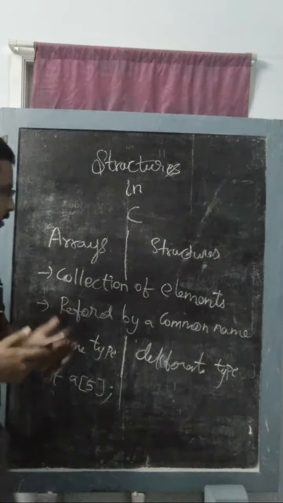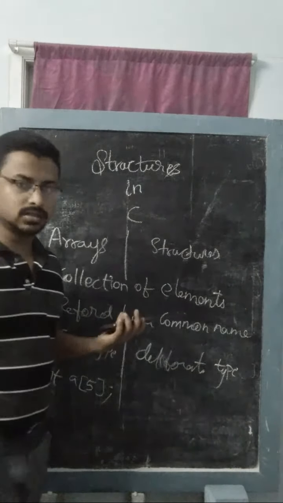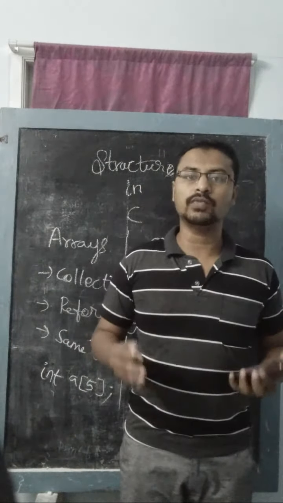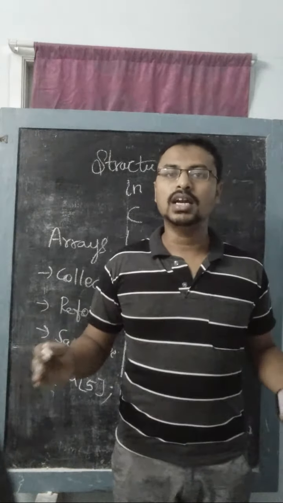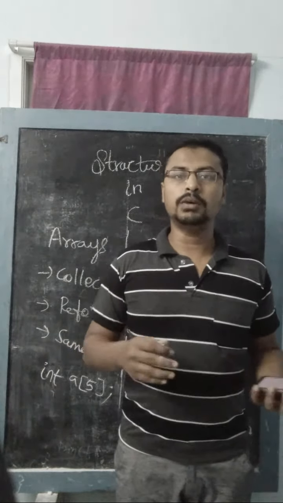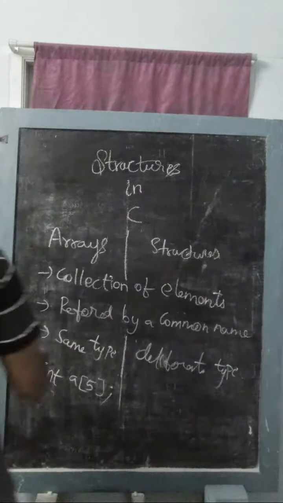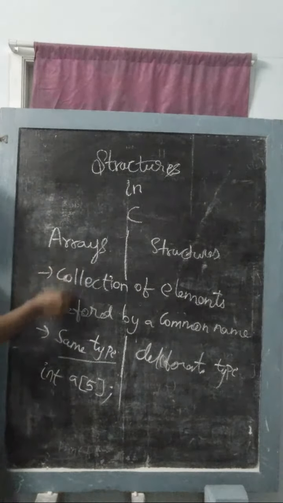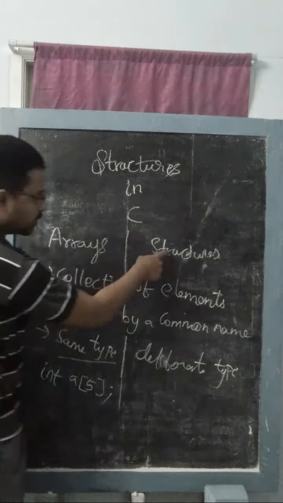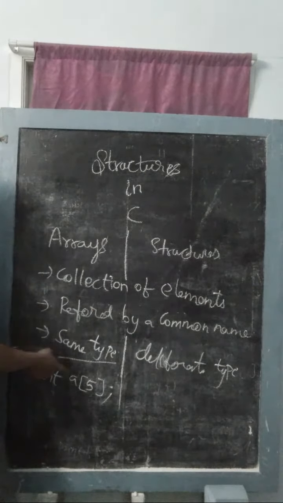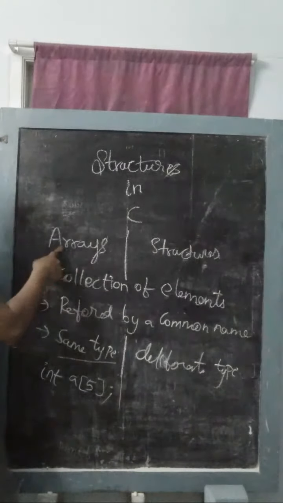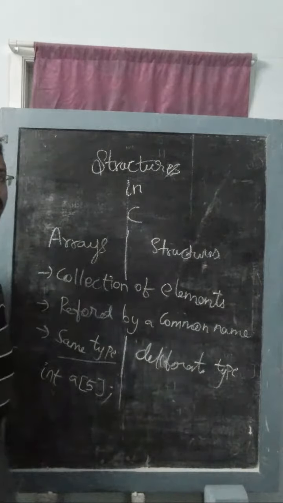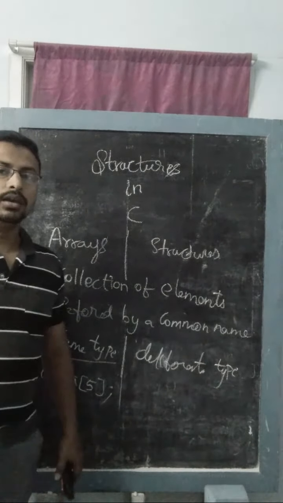Okay, fine. Anyway, you got the structure concept. What is a structure? A structure is a collection of elements. All the elements are different types, referred to by a common name. One more thing we can say: all the elements in an array are homogeneous elements. In other words, array elements are homogeneous and structure elements are heterogeneous.